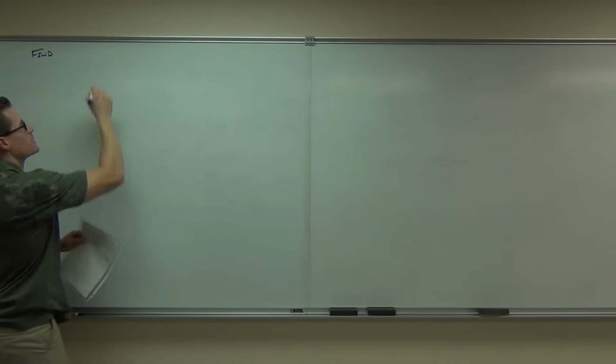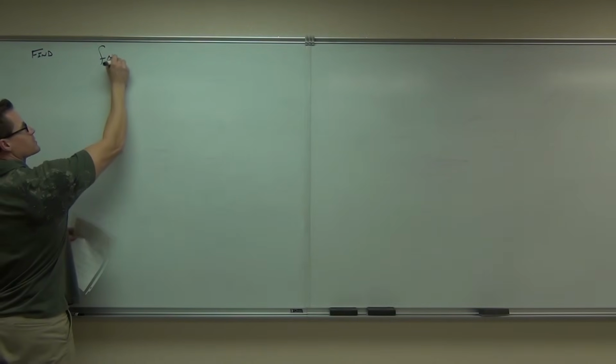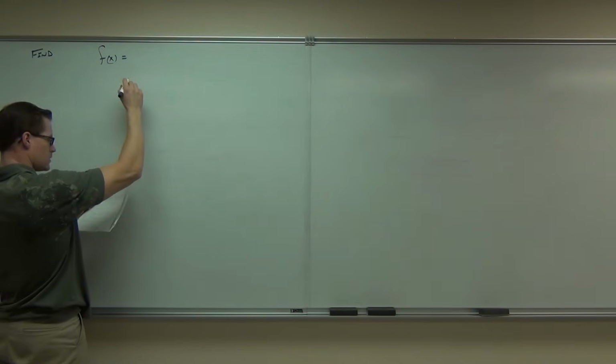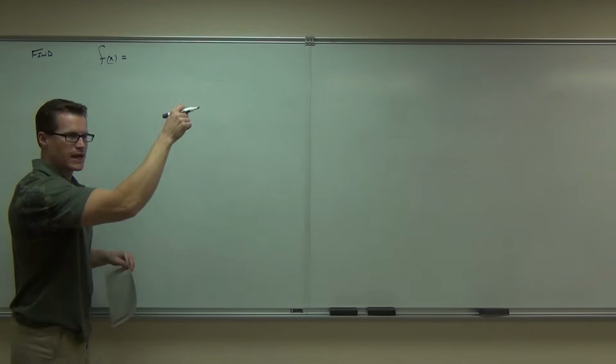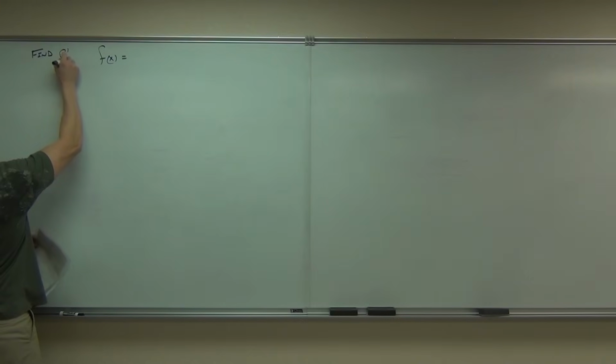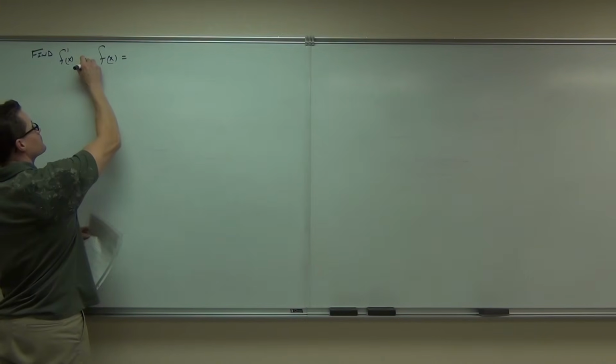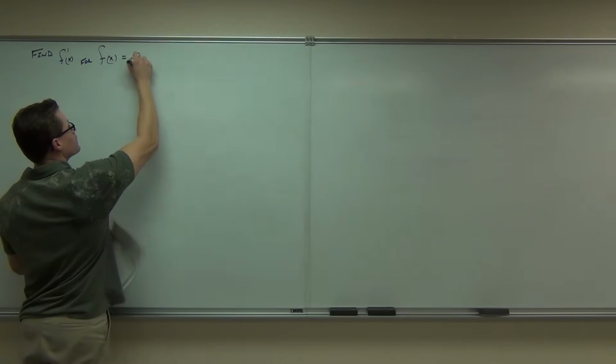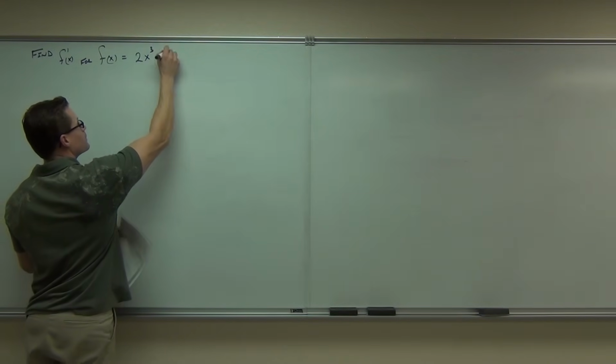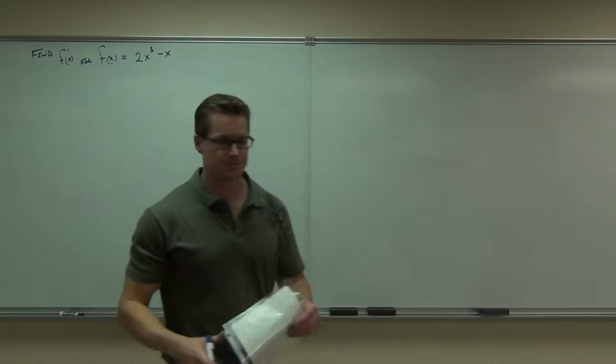Do you remember how to write the derivative of f of x, by the way? Good, f prime of x, and that looked like a little dash. So find f prime of x for f of x equals 2x cubed minus x.